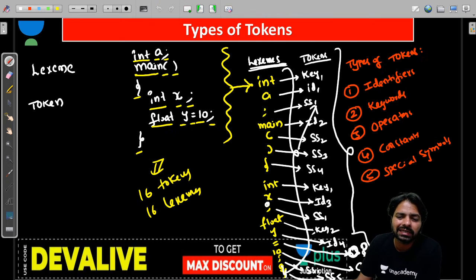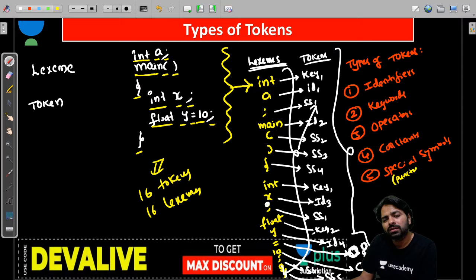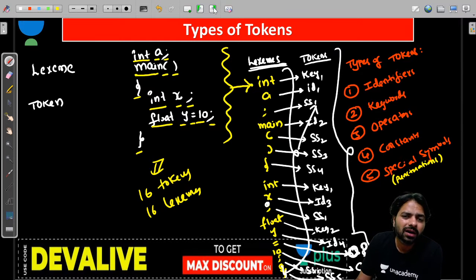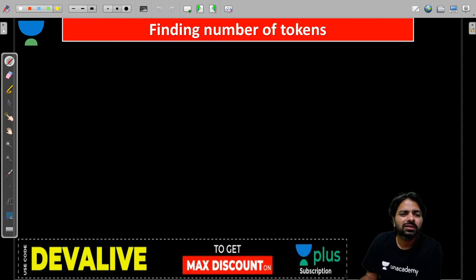And we have seen identifier, keyword, operator, constants, punctuations. Now punctuations you can assume as a part of the special symbol. The special symbol already contains punctuations, right? Now we have understood what types of tokens there are. Let's start finding the number of tokens to understand how a lexical analyzer works.